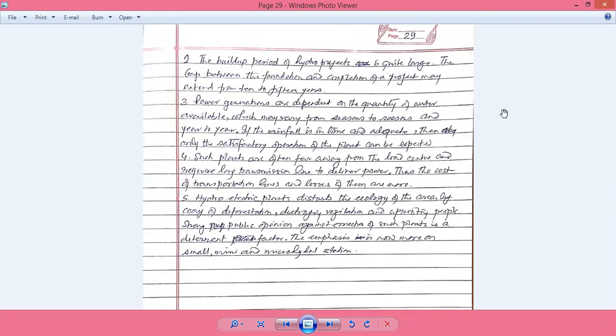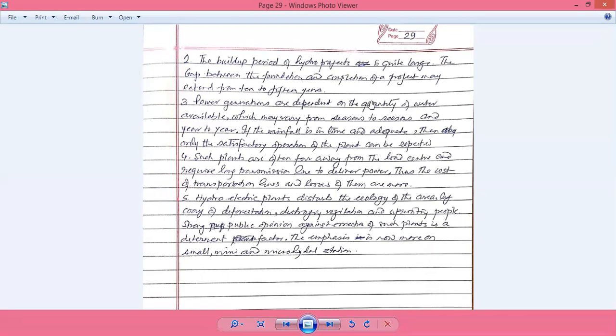The building period, meaning the total setup period of a hydroelectric plant, is quite large. The gap between foundation and completion can be 10 to 15 years, whereas a normal power plant takes more or less 3 to 5 years from start to end of installation. Here it may take 10 to 15 years, which is quite high. And this lengthy period involves a considerable amount of investment of money for running the full installation. The power generation is also dependent on the quantity of water available.